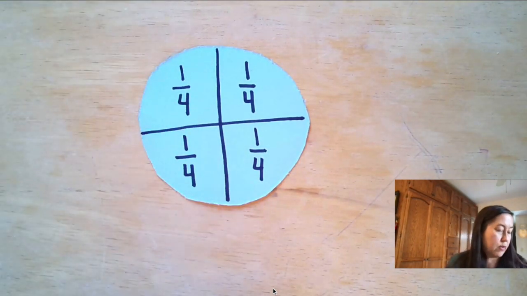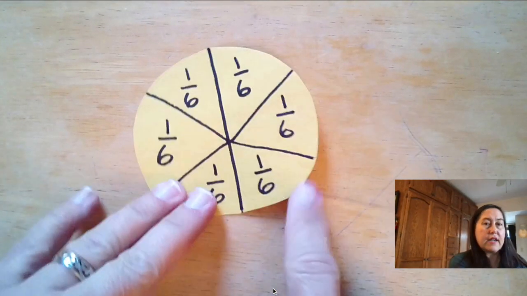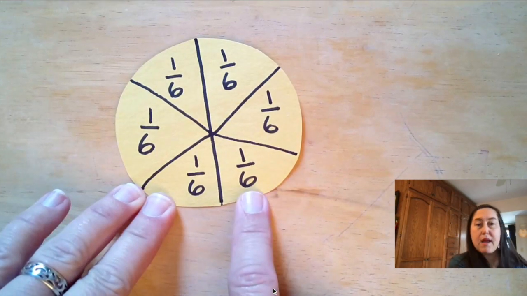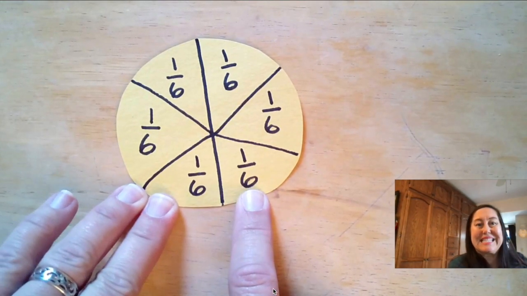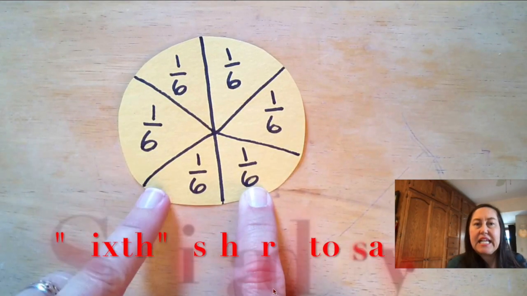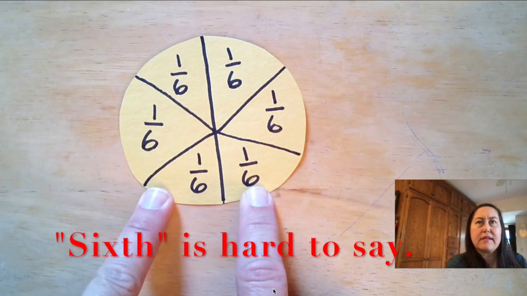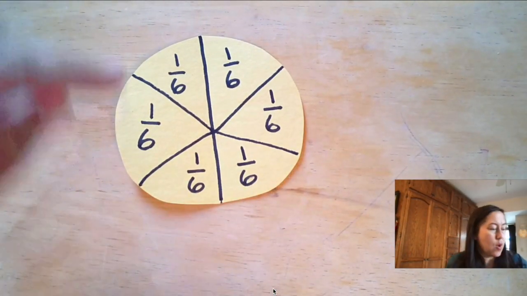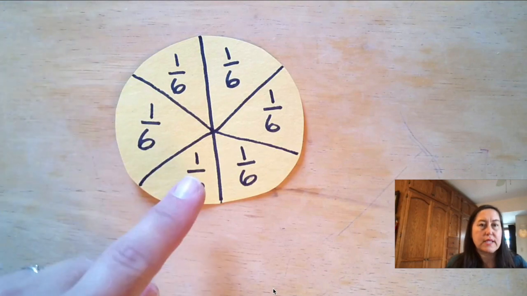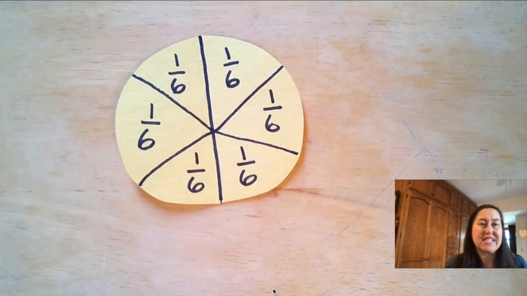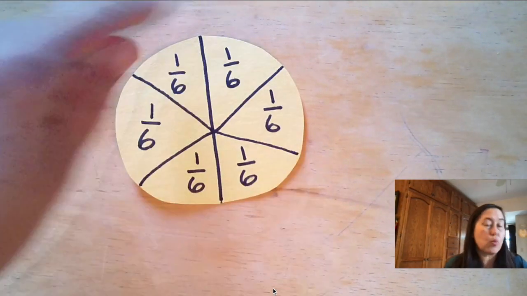Here we've got a whole divided into how many equal parts? Look at that bottom number. It tells you how many equal parts. 6. Now, I'm not a perfect sixths maker. Sixths is hard to say because you've got the X and the TH together. But I've got 6 equal parts, right? 1/6, 1/6, 1/6, 1/6, 1/6, and 1/6. I have 6 sixths to make this one whole.